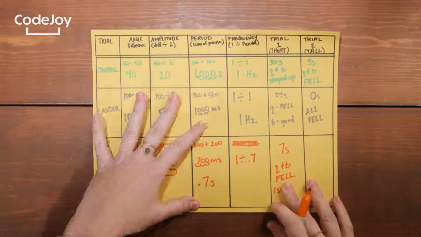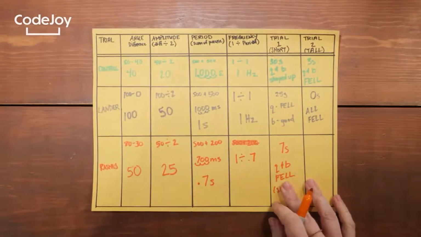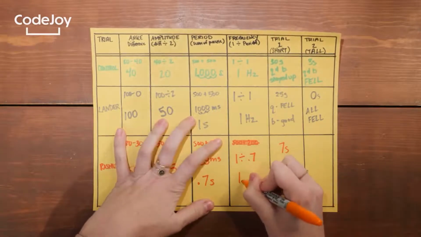Hey Matt, you're a robot. What's 1 divided by 0.7? That's going to be 1.4285. We'll say 1.4. Okay, great.